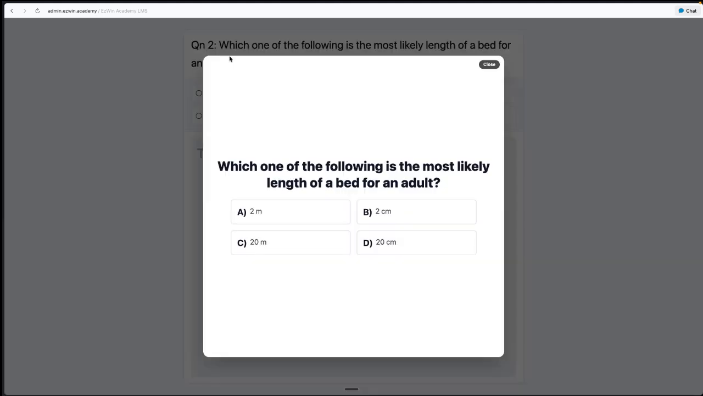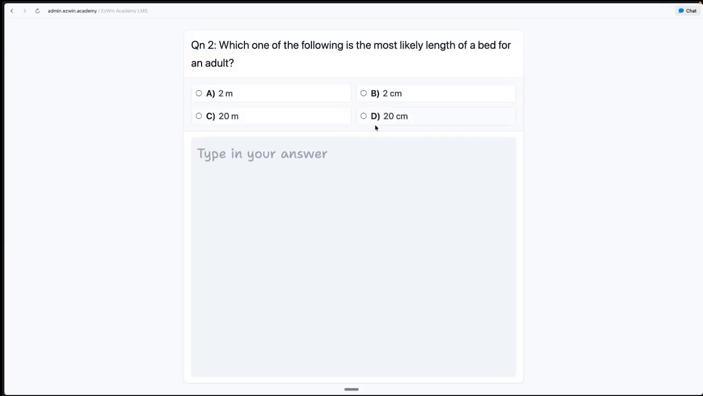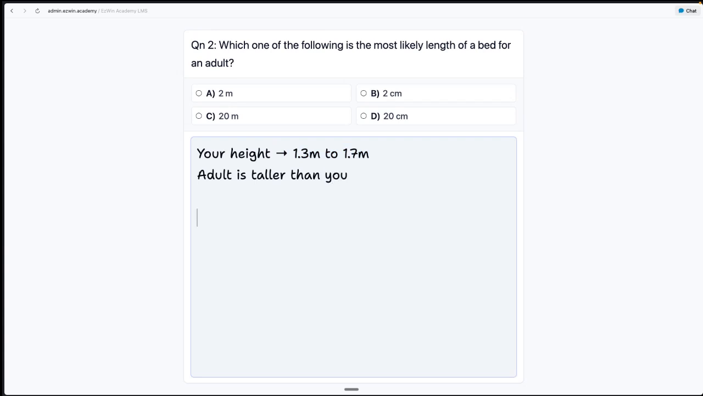Okay, question number 2. Which one of the following is most likely the length of a bed for an adult? In this case, you probably know your own height. Your height ranges from maybe 1.5 meters or maybe 1.3 meters to 1.7 or even 1.8 meters. So this is your typical height. That means an adult is taller than you.